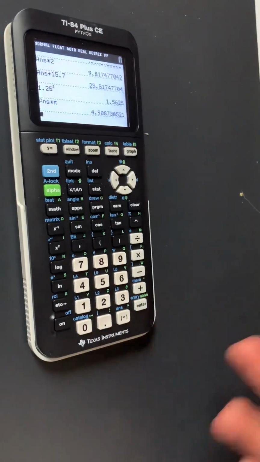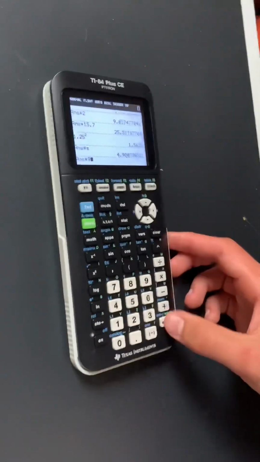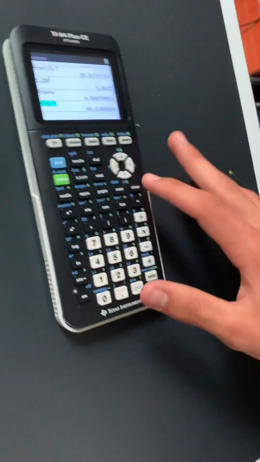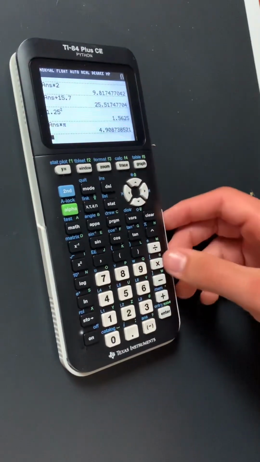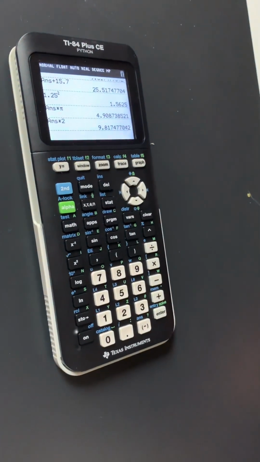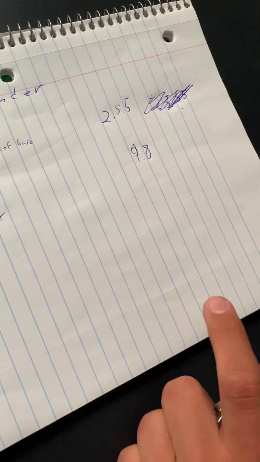After we do that, we multiply it by the height, which was 2, so that multiplied by 2 is 9.8. Now we found the volume, and that is how you do cylinders.